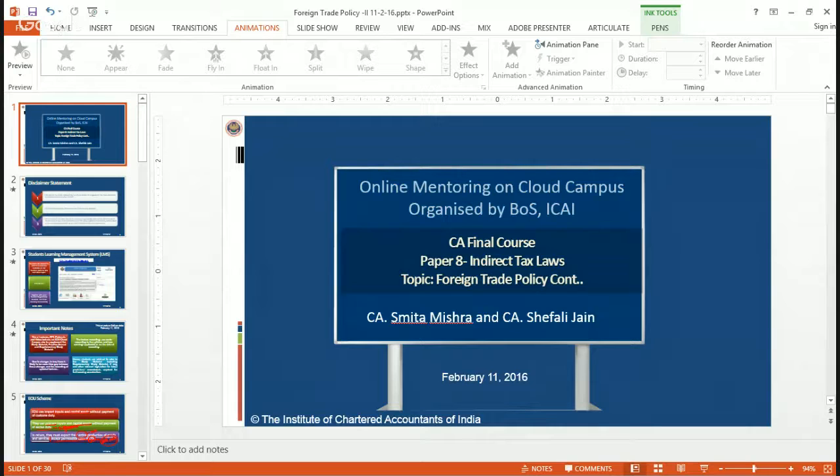Further, goods can also be brought into the special economic zone without payment of customs duty or excise duty. When a special economic zone procures goods, it can bring those goods without payment of customs duty or excise duty.